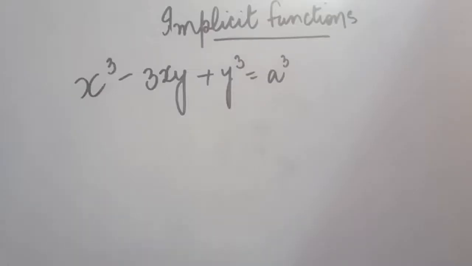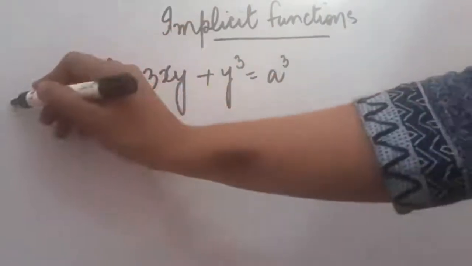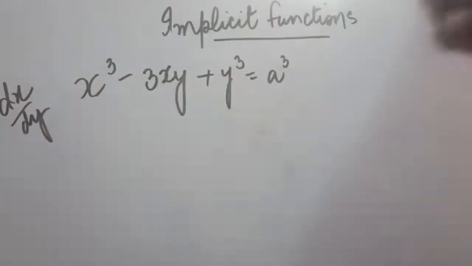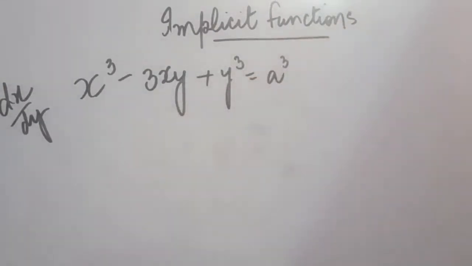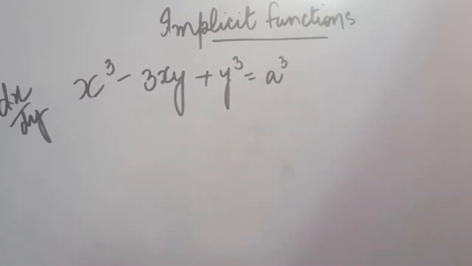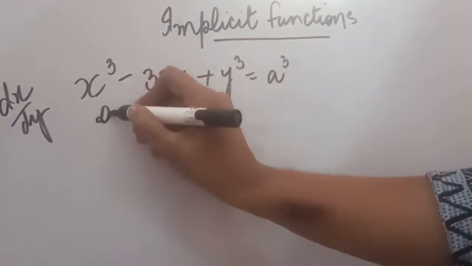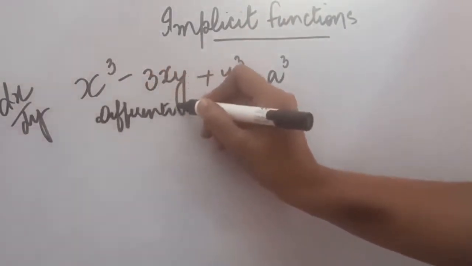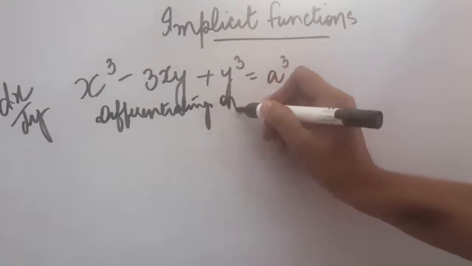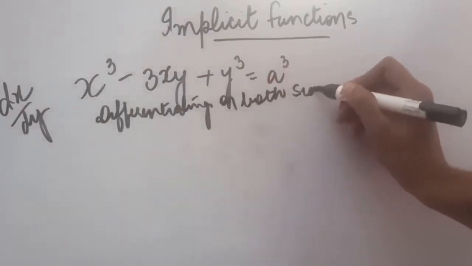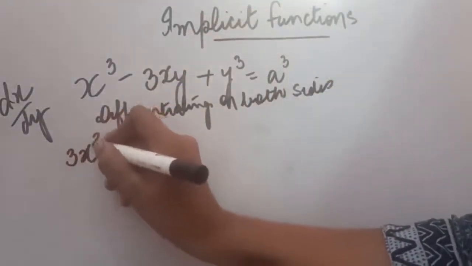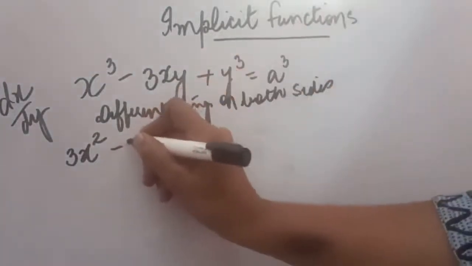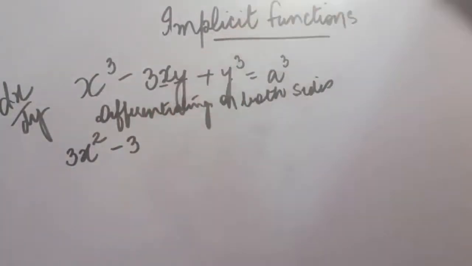Now this is another question of implicit functions. Here also you have been told in the question that you have to calculate dy upon dx, and your function has both the variables x and y. So here implicit function is applicable. As we have done in the previous question, here also we will do the same, differentiating on both sides. When we differentiate x cube, I am directly writing the answer: it will be 3x square minus 3. Now we have x and y, so how will the differentiation of x and y be taken?